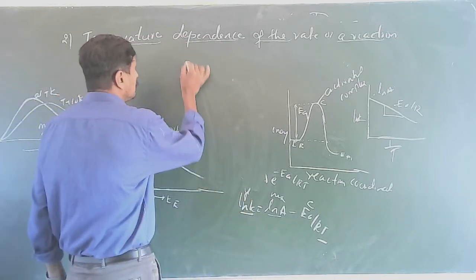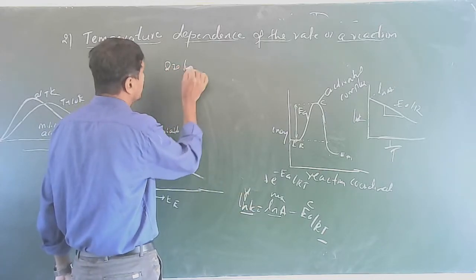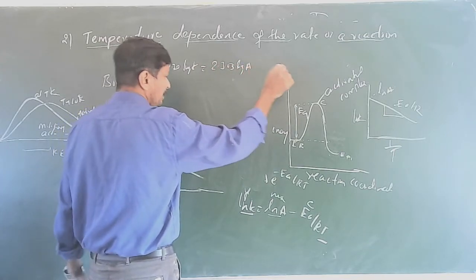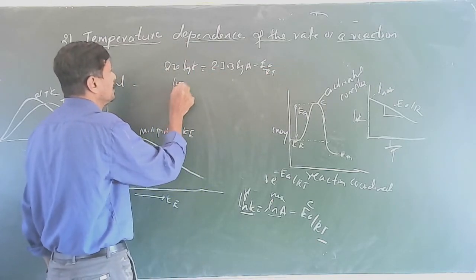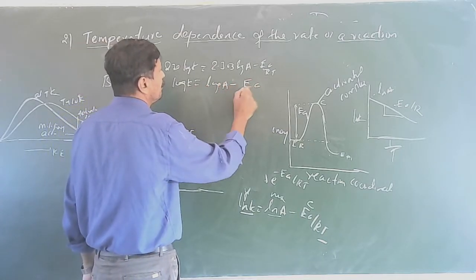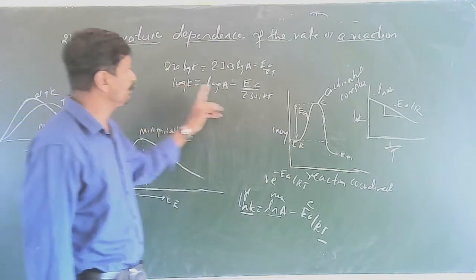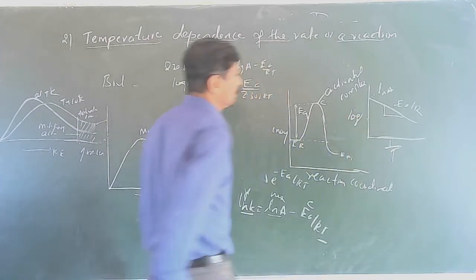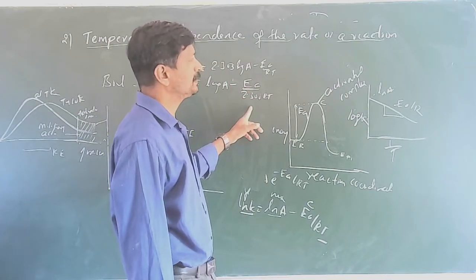So what happens? 2.303 log K is equal to 2.303 log A minus EA by RT. Dividing by 2.303, what you will get? Log K is equal to log A minus EA by 2.303 RT. Suppose you draw log K versus 1 by T, then the slope is equal to minus EA by 2.303 R.